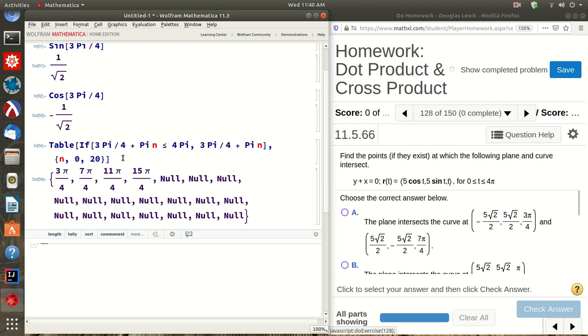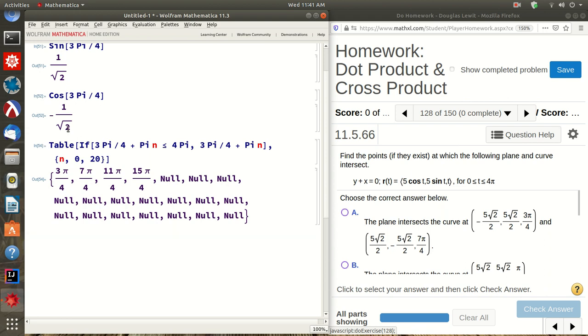So if 3 pi over 4 plus pi times n is less than or equal to 4 pi, give me 3 pi over 4 plus pi times n. And we're going to experiment by using, for n, all the integers from 0 to 20. We obviously have a lot of overkill. So the 4 values would be 3 pi over 4, 7 pi over 4, 11 pi over 4, 15 pi over 4. And we can get rid of the nulls.